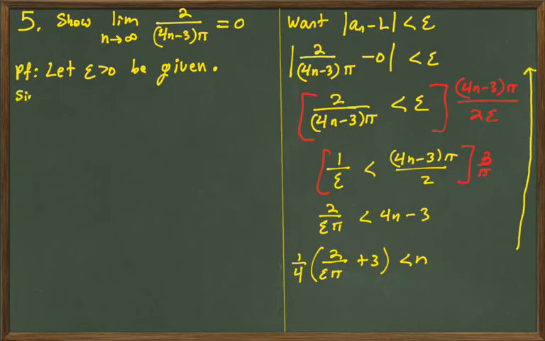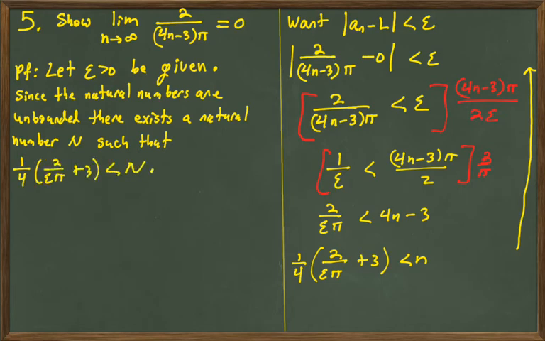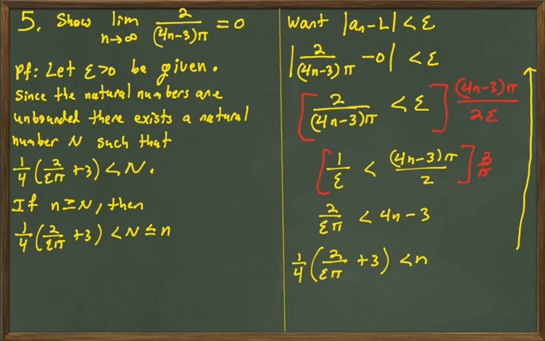So again, we're going to say since the natural numbers are unbounded, there exists a natural number N such that 1 over 4 times the quantity 2 over epsilon pi plus 3 is less than N. Okay, if n is greater than or equal to N, then 1/4 times the quantity 2 over epsilon pi plus 3 is less than N, which is less than or equal to n. And this is going to be equivalent to what we want.